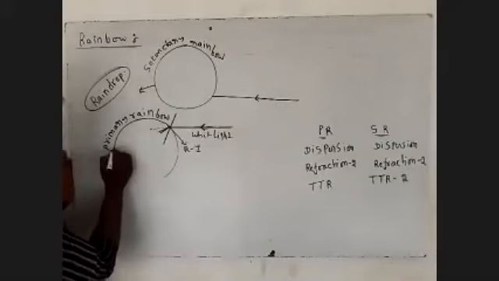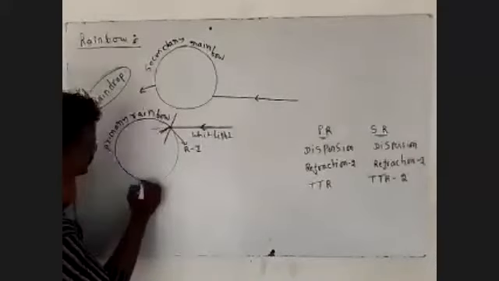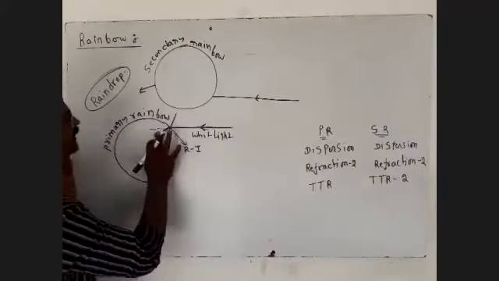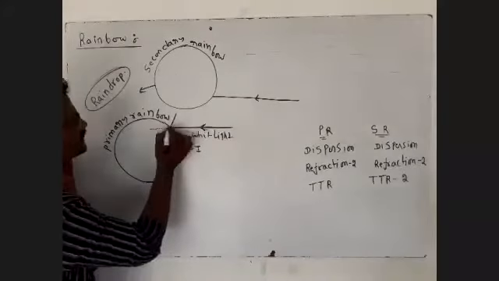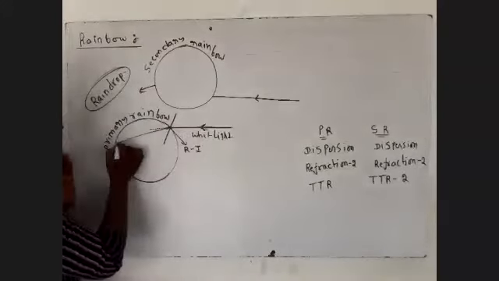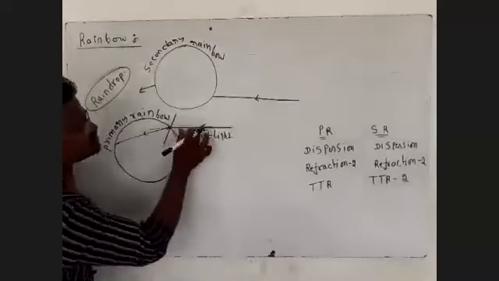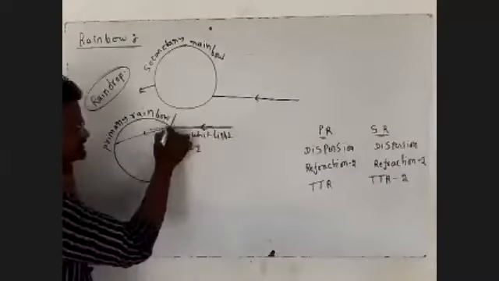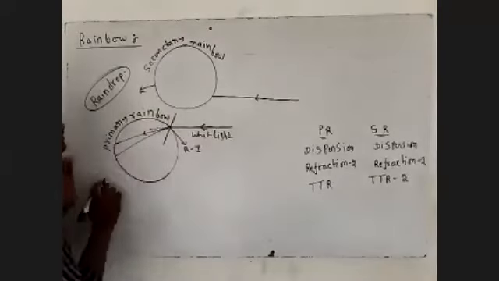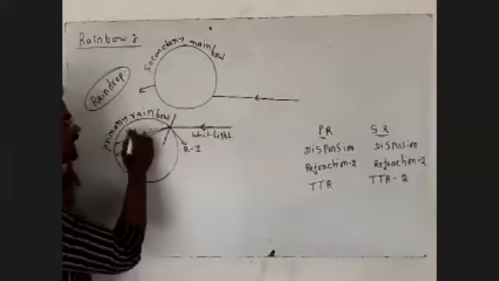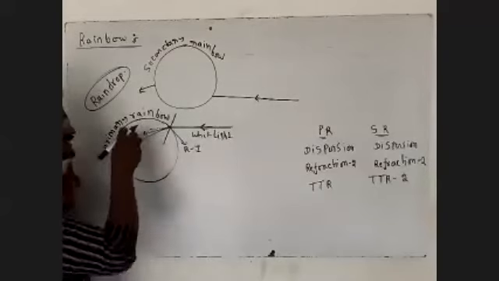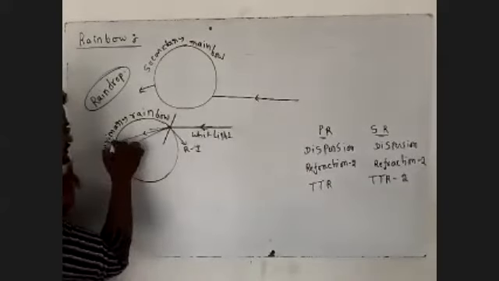Okay, so this is a raindrop. This white light splits into seven colors. You are seeing these colors. This is one, and this is another. I'm showing two colors; the remaining colors are inside that.